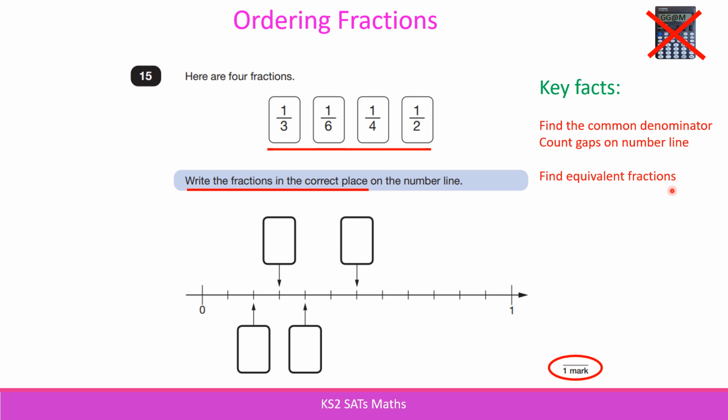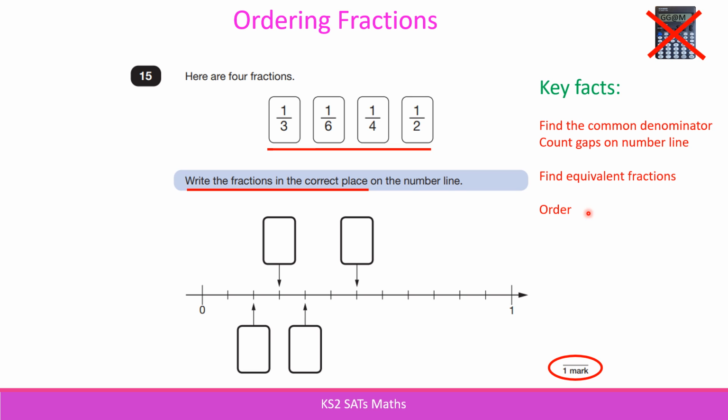You then need to find equivalent fractions. So once you know what your common denominator is, you've got to multiply the top number and the bottom number by the same number to make it equivalent. So for each of these four fractions, you need to find 4 equivalent fractions over the same denominator. Once they're over the same denominator, you can order them from smallest to largest. Press pause, have a go at working out the answer, and then press play when you're ready to hear the answer.